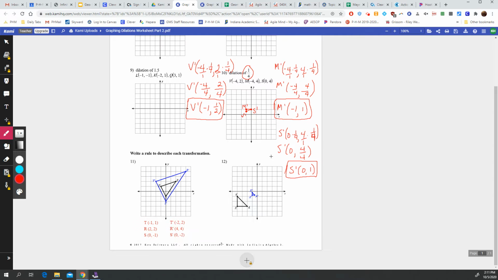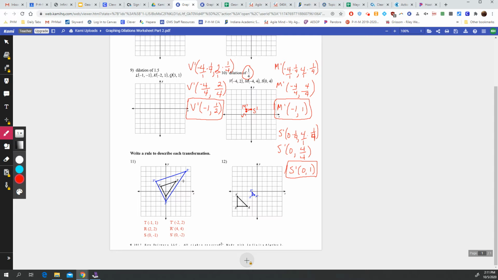And now do number 11 with me as well. Number 11, we're going to write a rule to describe each transformation. So a rule is basically putting into words what the transformation is. Okay, so we're going to start off by identifying the points. The black triangle is the pre-image. The blue triangle is the image. So I've identified the coordinates, the ordered pairs for each vertex of these two triangles. And just by looking from the pre-image to the image, for each ordered pair, each x coordinate, each y coordinate, you can already notice something that's going on.